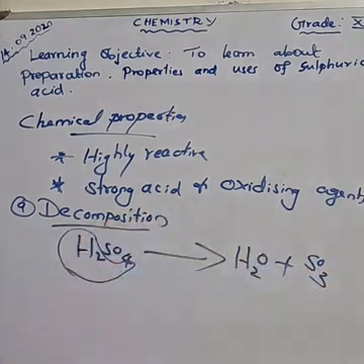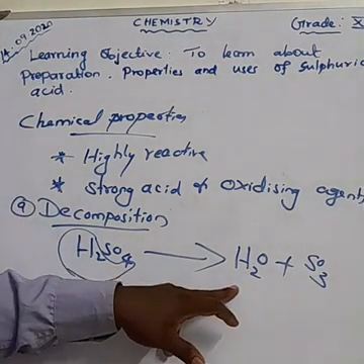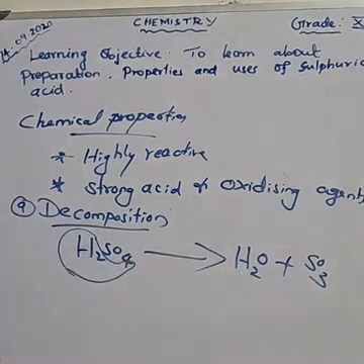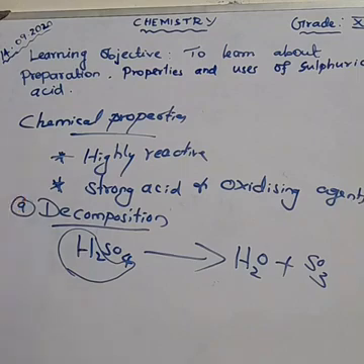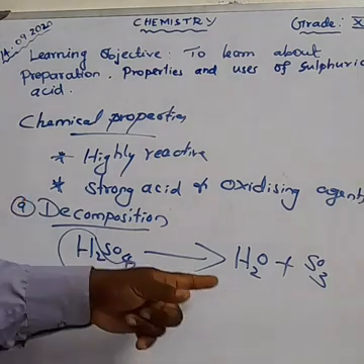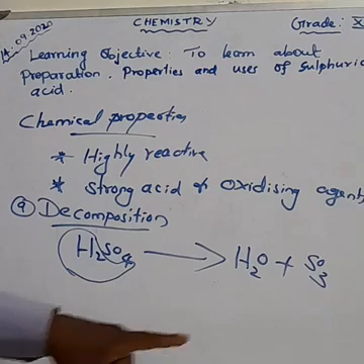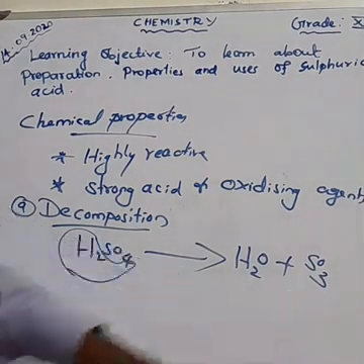So on decomposition, it may split up into two compounds. One is water and the other is sulfur trioxide. This is one of the very important decomposition reactions of sulfuric acid. A decomposition reaction is the splitting of a compound. Sulfuric acid decomposes to form water and sulfur trioxide, formula SO3.